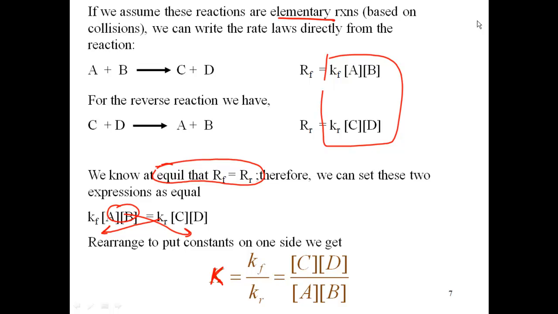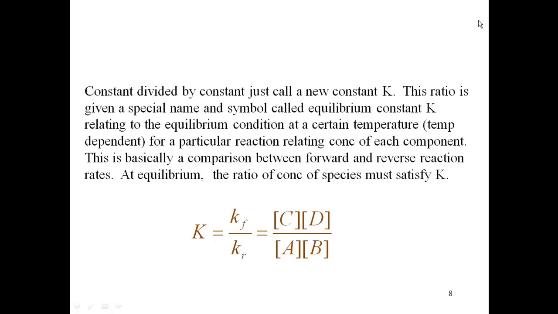This ratio is important in the sense that it gives me the ratio of my products to my reactants equal to some constant K. As long as I'm at equilibrium, that ratio of products to reactants will always equal that K. A constant divided by a constant is just a new constant, so we call it capital K. This ratio is given a special name and symbol, the equilibrium constant K, relating to the equilibrium condition at a certain temperature. It's temperature dependent. That's important. This K is temperature dependent. So I know a K for a particular temperature. If I change the temperature, I have to change the K. So K is temperature dependent.